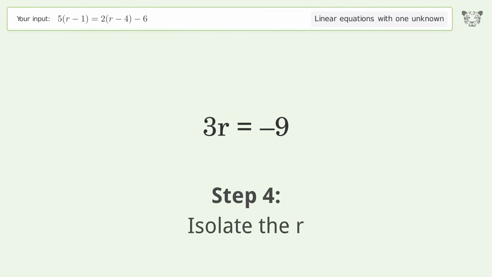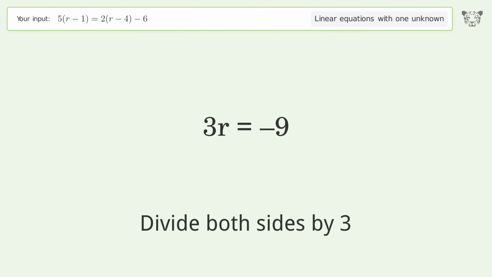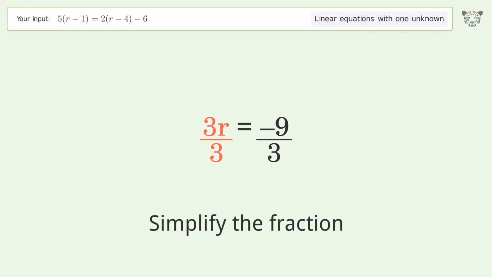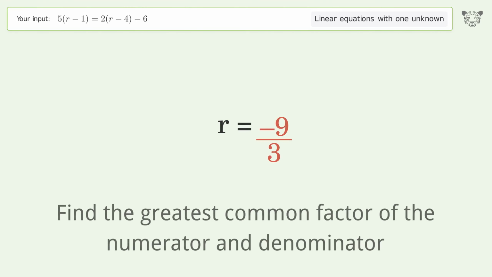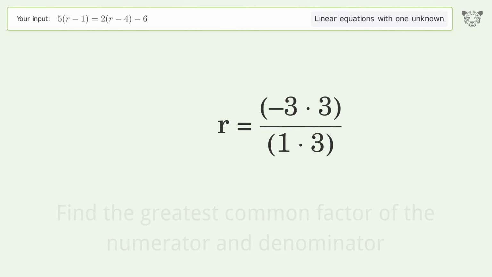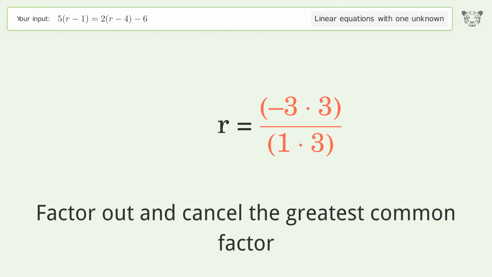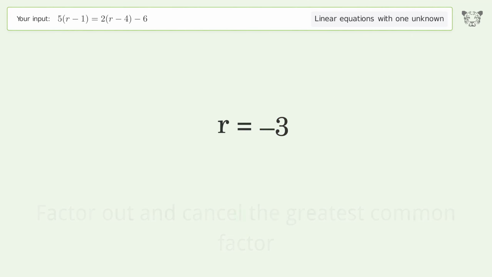Isolate the r. Divide both sides by 3. Simplify the fraction. Find the greatest common factor of the numerator and denominator. Factor out and cancel the greatest common factor. And so the final result is r equals -3.